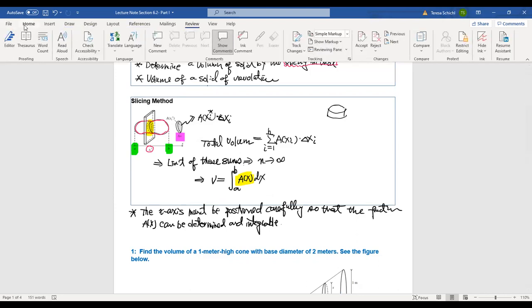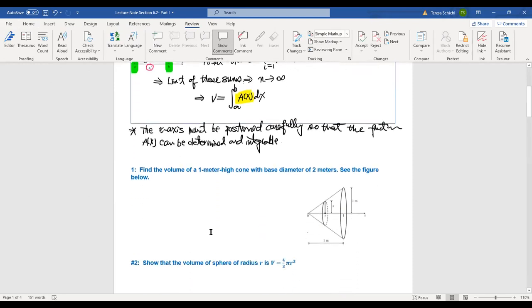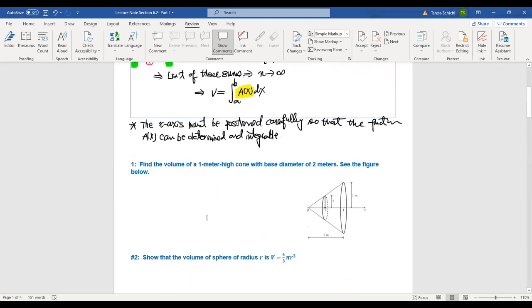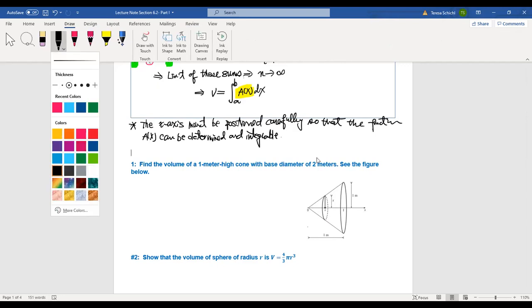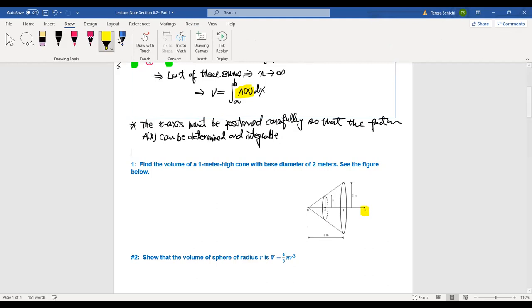Okay, so now let's take a look at the first example here. I want to find the volume of a cone that is 1 meter high, with a base diameter of 2 meters. So this is the base diameter. Say I want to find the volume of this. So what are we doing here? We put this cone here, right? So this is my x-axis, and this is my origin, right?